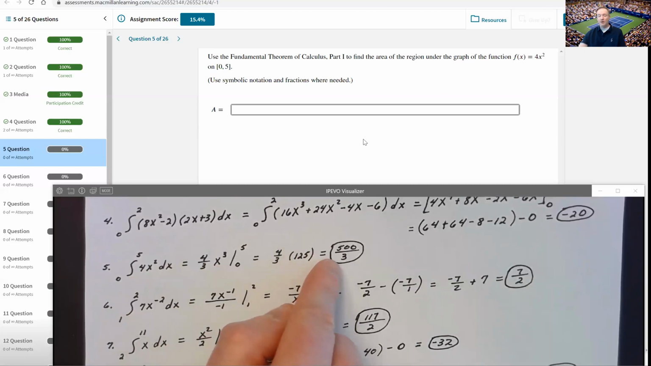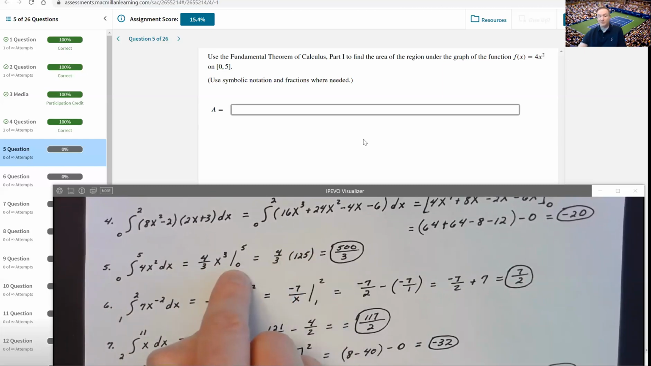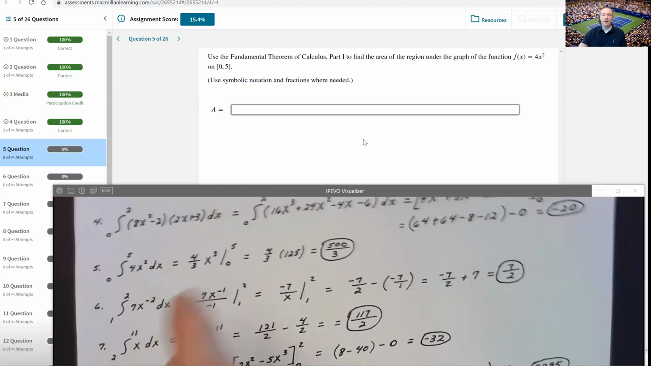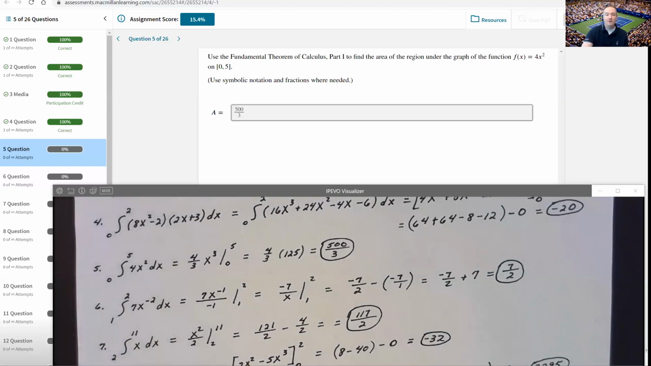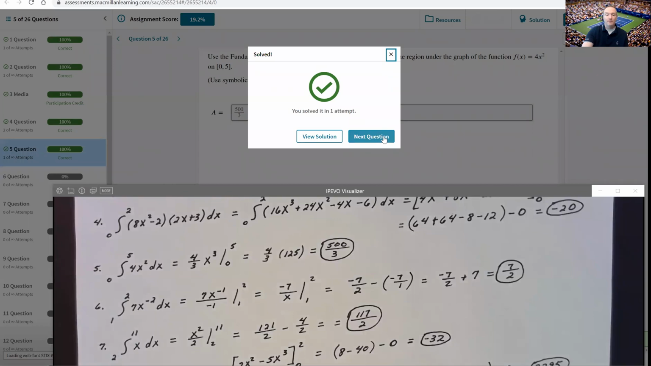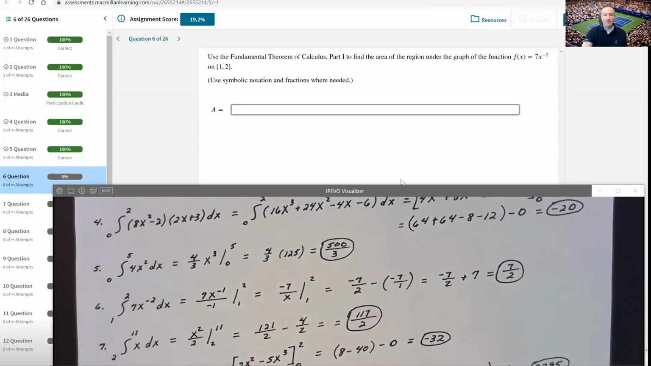Why did I not worry about the lower limit? Well, notice it was 0. So you'd just be subtracting 0, which does not change your answer. We go to here and say, answer is 500 over 3. Check that answer. And correct. The next one's similar here.